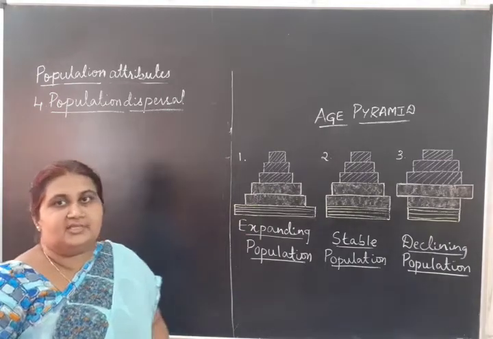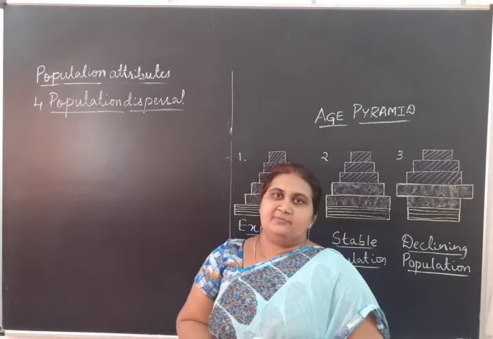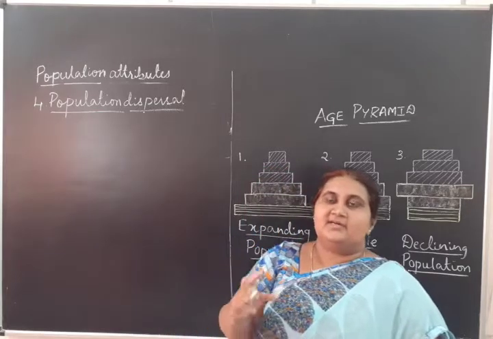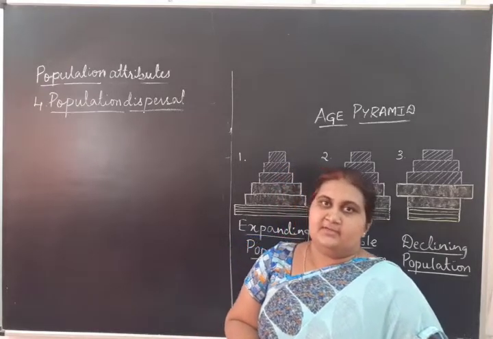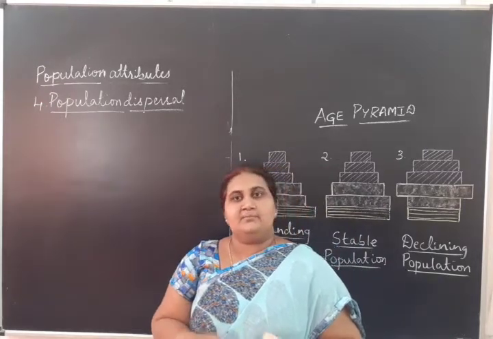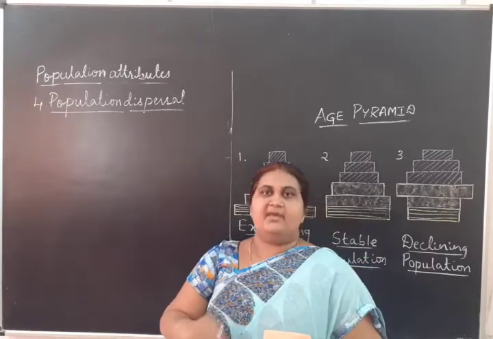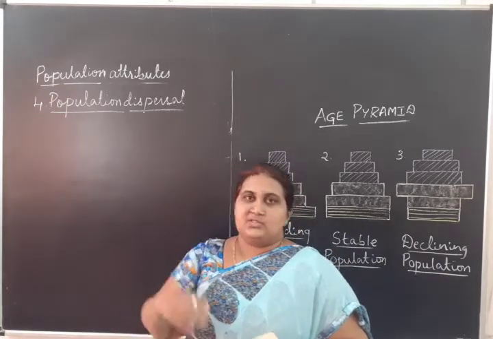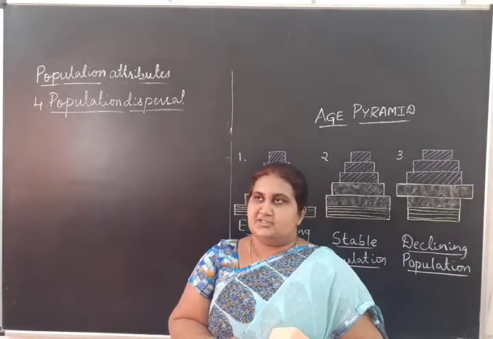The next population attribute is population dispersal. Disperse means moving here and there. Population dispersal is the movement of individuals of a population into or out of a given population. Take one particular population: individuals may go out from a population, or from outside the individuals might enter and join a given population.